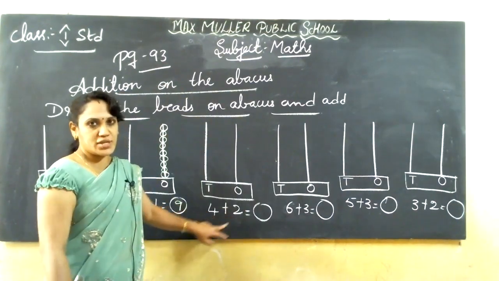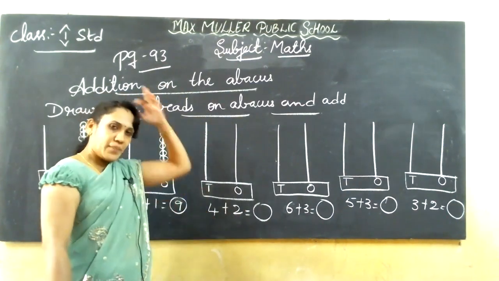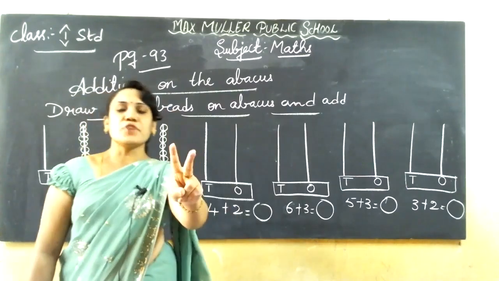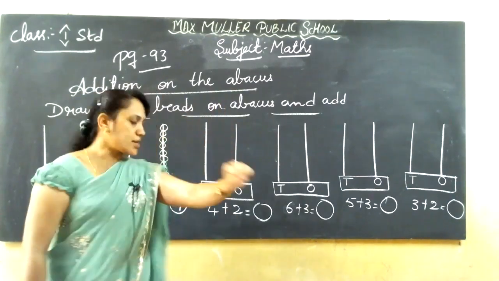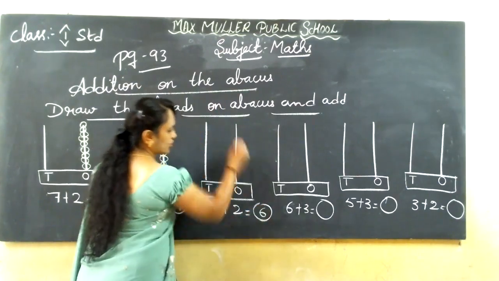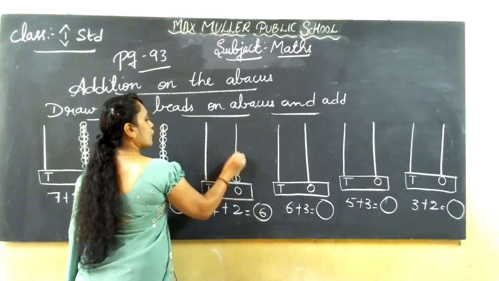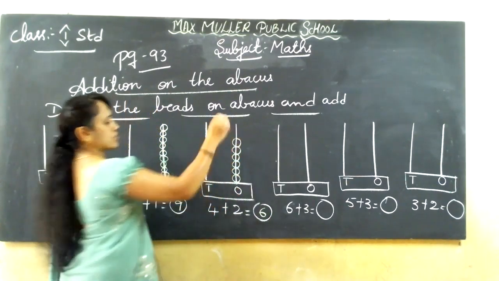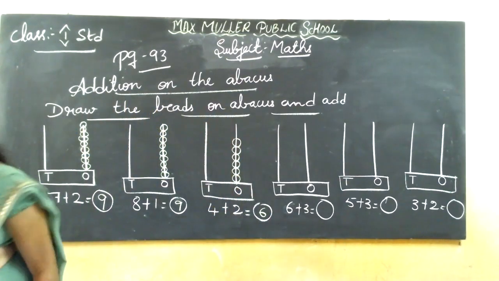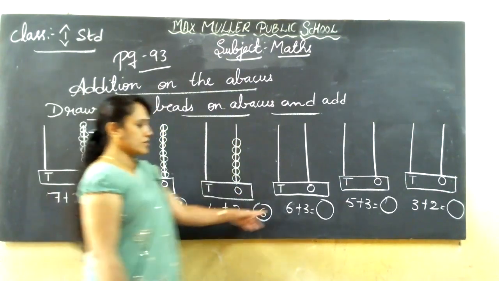4 plus 2. What is this? How to do? 4 in the mind, 2 in the finger. After 4, 5, 6. Right, answer 6, and draw here 6 beads. 1, 2, 3, 4, 5, 6. 6 beads. Understand how to do? Yes. Next, come to the next sum.